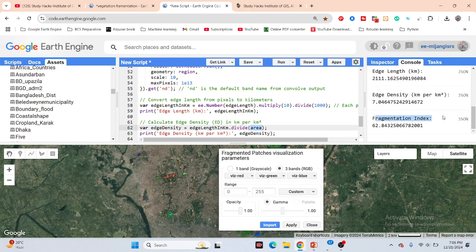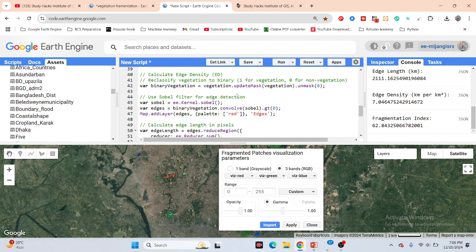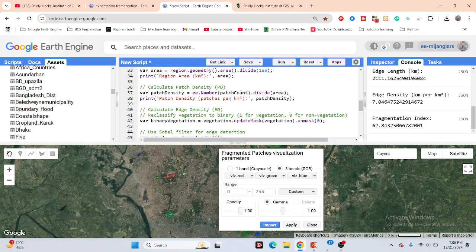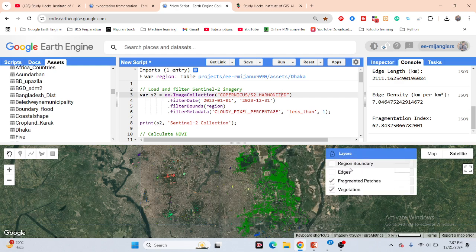Then the fragmentation index: we simply multiply the patch density and edge density, and then you can easily find the fragmentation index. So this is the process to calculate this type of fragmentation index or metric. Using this process you can also calculate it. If you want, you can also use Landsat or Sentinel, any image you choose, and then you can easily create this type of fragmentation.